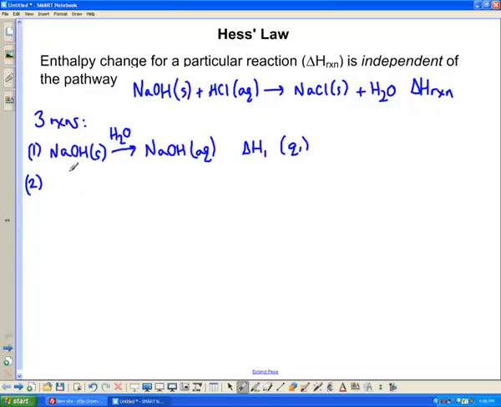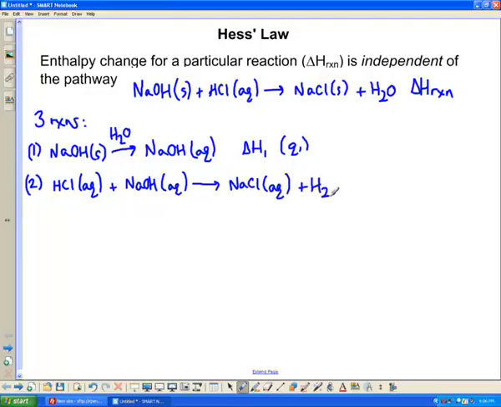For the second reaction here, we're going to take HCl and aqueous NaOH, not solid but aqueous, react them together and actually get these two products up here, NaCl and H2O. We'll call the enthalpy change for that reaction delta H2.